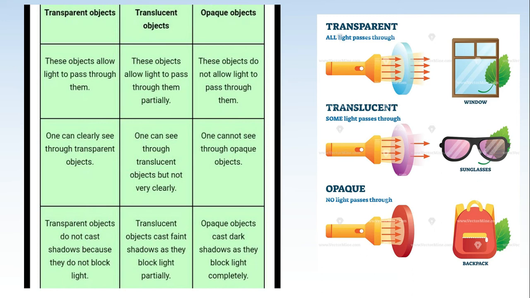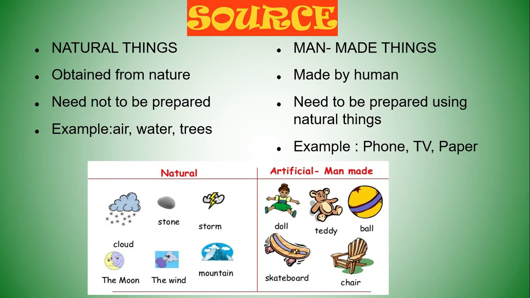present behind the backpack. Now comes the next property, that is source. Source means, are the materials available directly or indirectly? And based on that, we group them under natural things and man-made things.